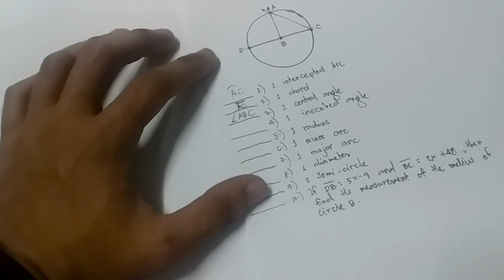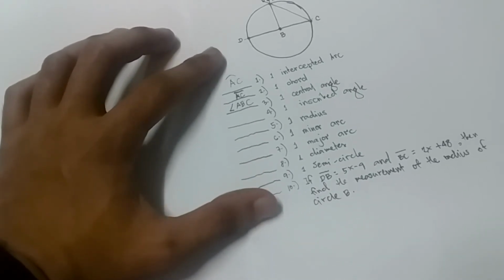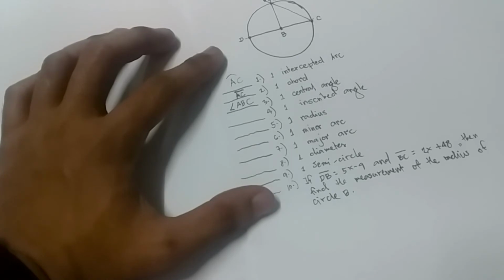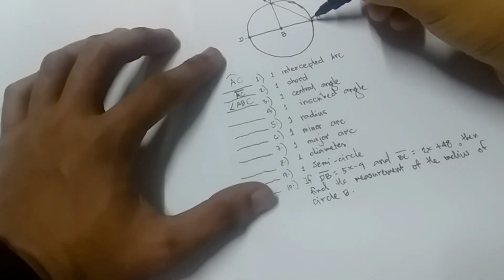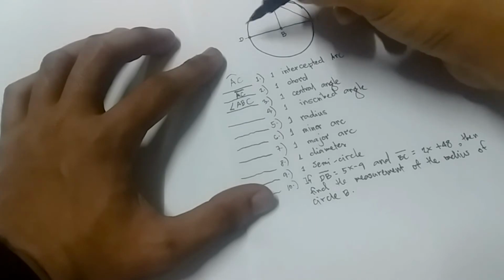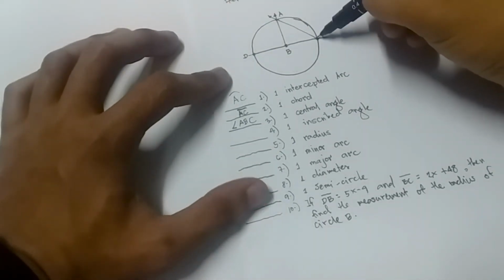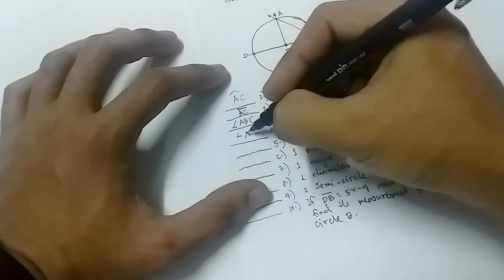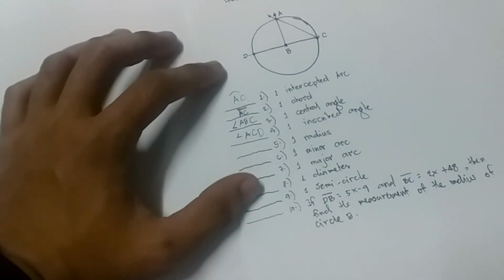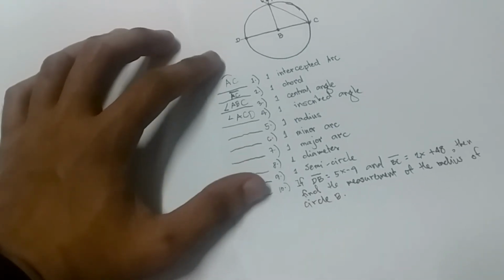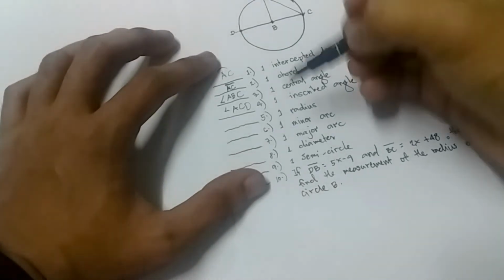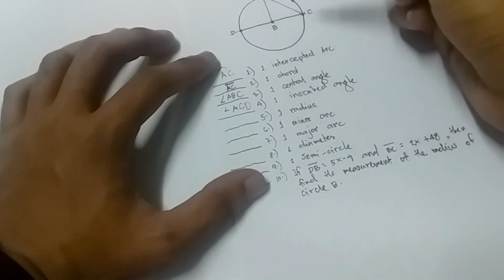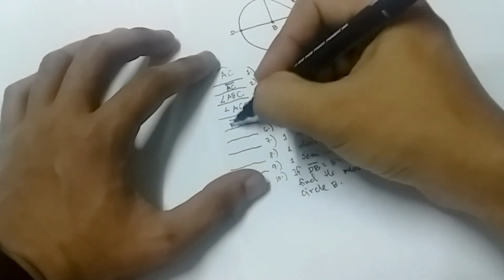Next, one inscribed angle. So again, the inscribed angle is one whose vertex lies on the circumference of the circle. So you have the vertex here, angle ACD, whose vertex is on the circle. So we call this one angle ACD, right? Okay, next, let's find the one radius. So we have the radius here, radius BC.